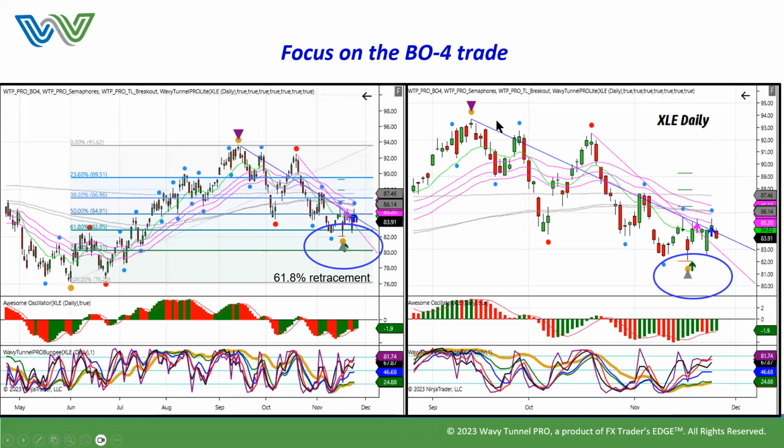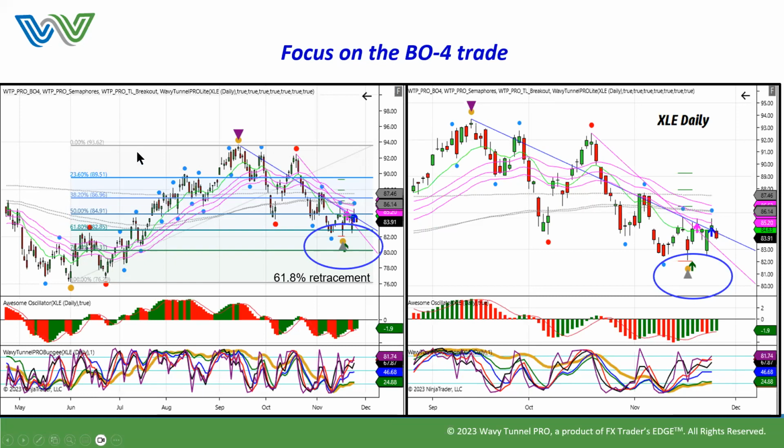This is saying, well, we've corrected enough and now it's time to turn around. We did not get this signal over here, we didn't get it over here, we didn't get it over here. This is the first time that we're getting the signal, which is great because then we're not getting in too early. This is a daily chart, so you can certainly get in before, if you're a buyer, and make money. But I'm just telling you that this signal just came like a week ago.